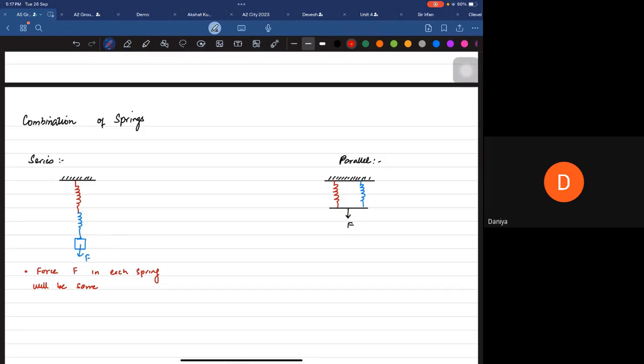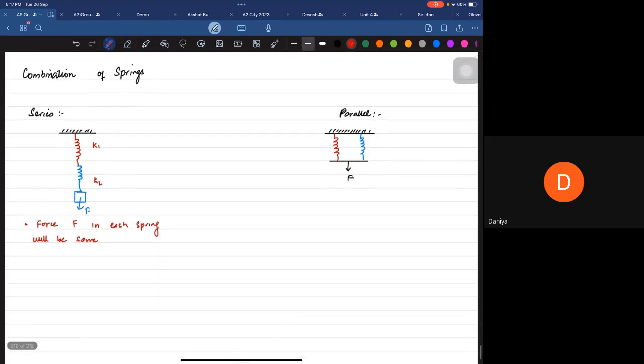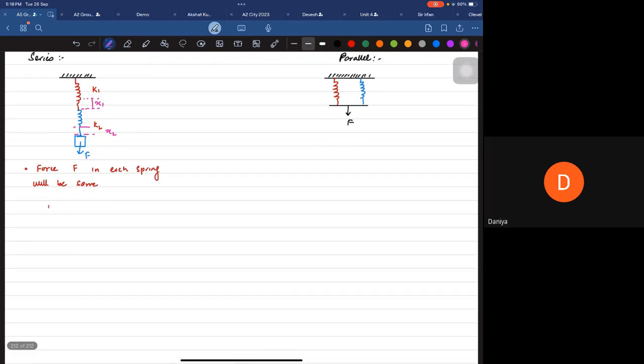Which means that if this is spring K1, this is spring K2, different stiffnesses doesn't matter. What's different is that each spring will show a different extension. So this will have extension X1, this will have X2. So we can say the total extension of a spring system in series would be X equals X1 plus X2 and so on.